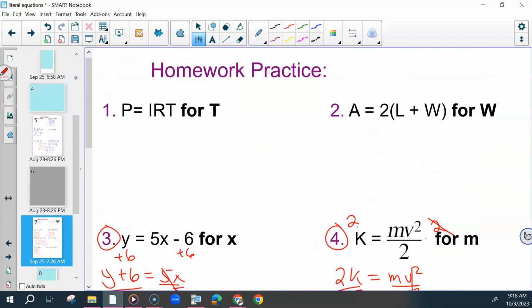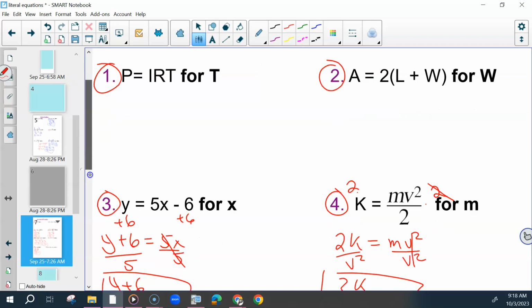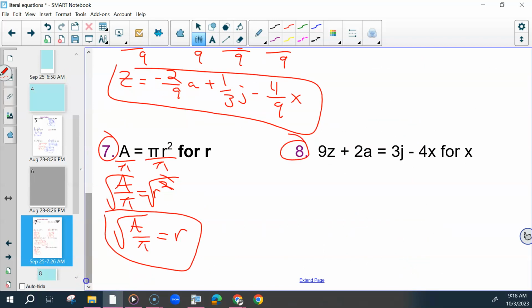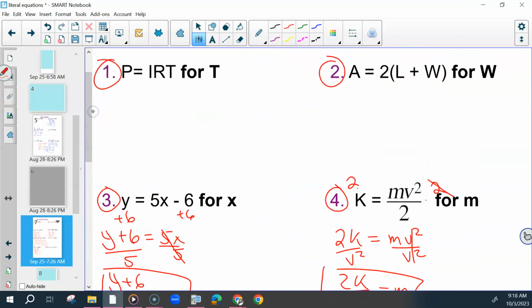I want you to try a few problems. Number 1, number 2, and number 8. Try those. See if your answer matches the people around you. If you've already tried them, raise your hand and I'll come check them. And then we'll come back and talk about them, and then I'll explain the last one we're doing today.